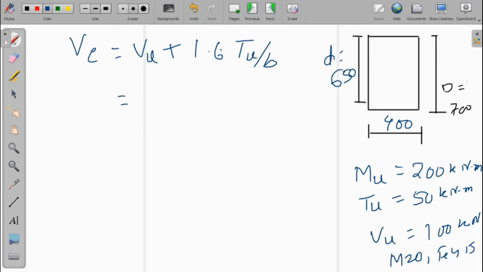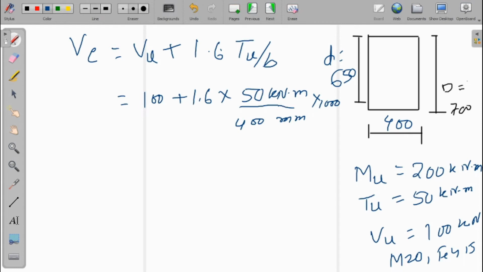So, what is Vu given in the problem? Vu given in the problem is 100 kilonewton plus 1.6. How much Tu is given? 50 kilonewton meter. Remember the unit. And b is given how much? b is given 400 mm. So, what you have to do? You have to convert to the same unit. Say if I write here in millimeter, then I have to multiply it by 1000.